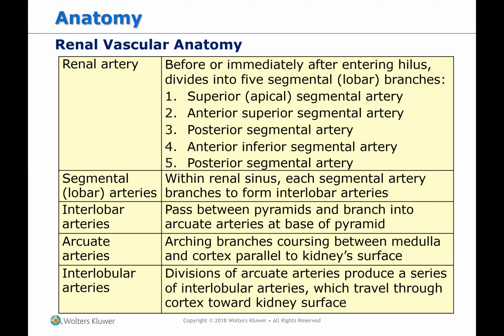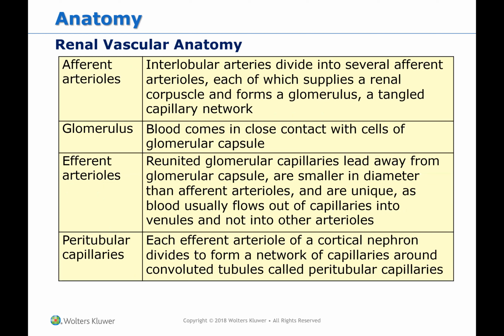So the renal artery is going to go into the kidney. And then within the renal sinus, there are going to be branches called the segmental arteries that then branch to the interlobar arteries that are between the pyramids. And then at the base of the pyramids, the arcuate arteries course to the medulla. And then the final branch is the interlobular arteries. So I want you to know those 5.